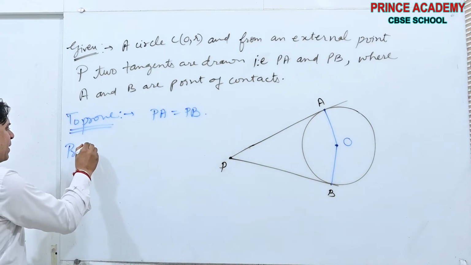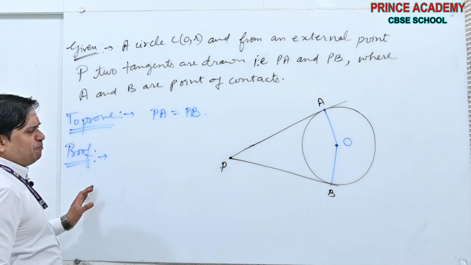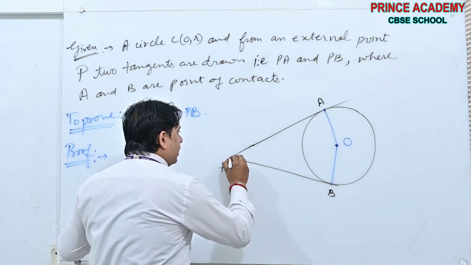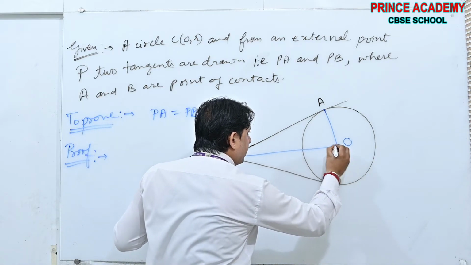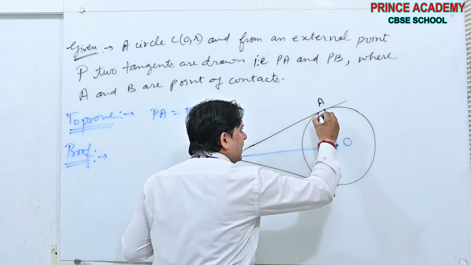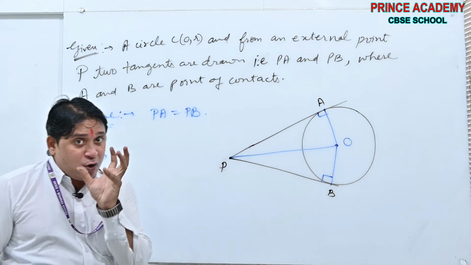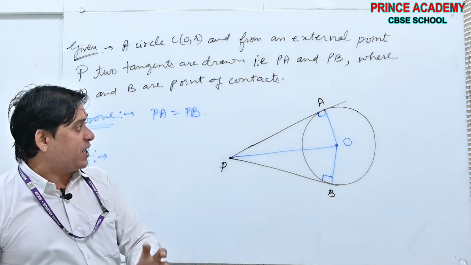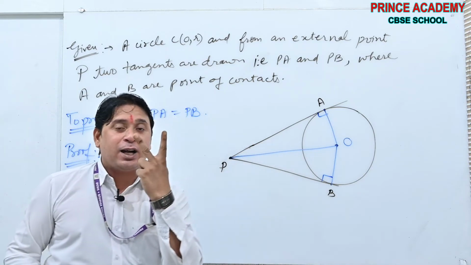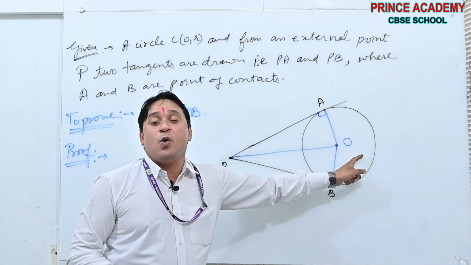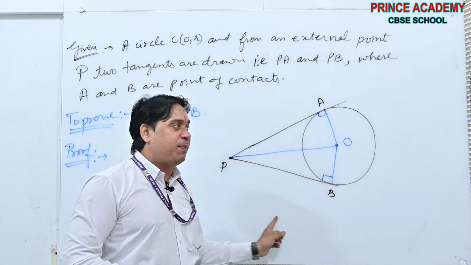Proof so simple is that, beta. I will do it a little bit faster. See, what is this angle? 90. What is this angle? 90. Yes or no? See beta, if you are a keen observer, you can easily observe there are two right triangles, PAO and PBO.